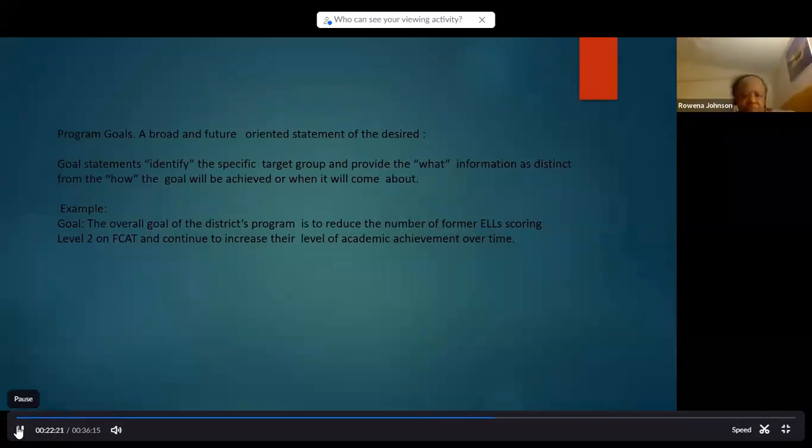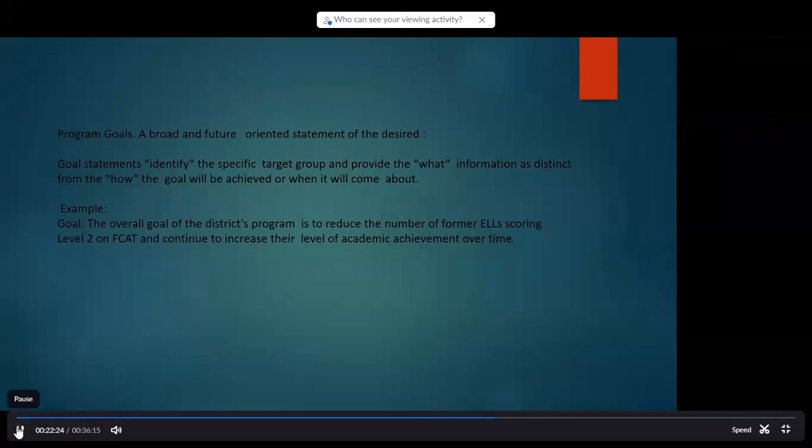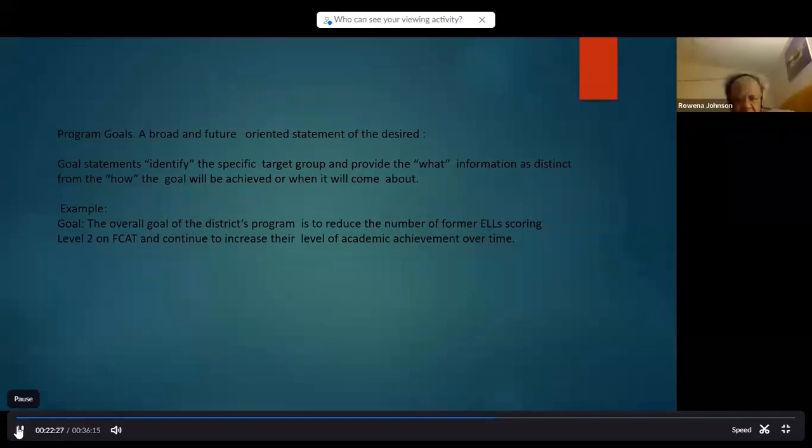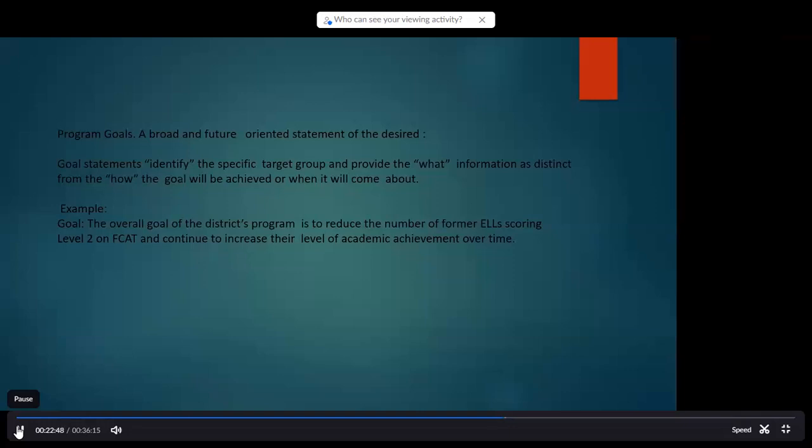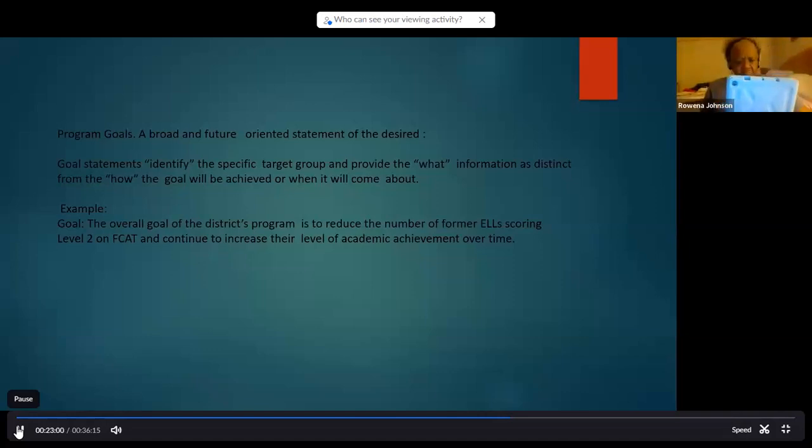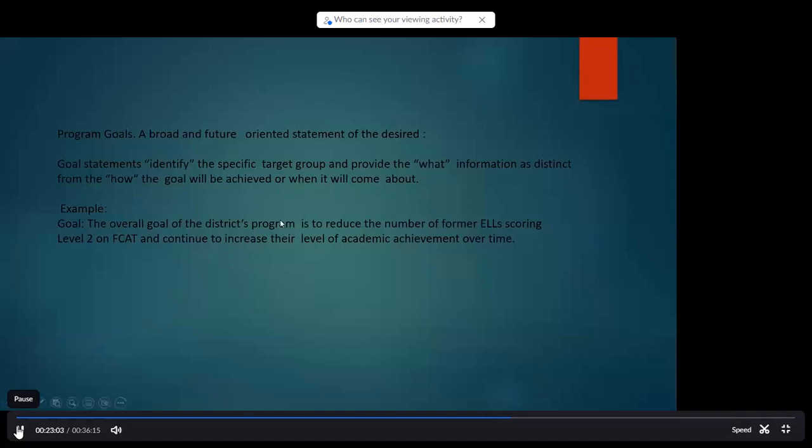Okay. Read their example. The overall goal of the district's program is to reduce the number of former ELLs scoring level 2 on FCAT and continue to increase their level of academic achievement over time. Notice how they specifically talk about what they plan to do and what their outcomes are going to be. So a goal has to be consistent with that. Okay. Ready? Yes.